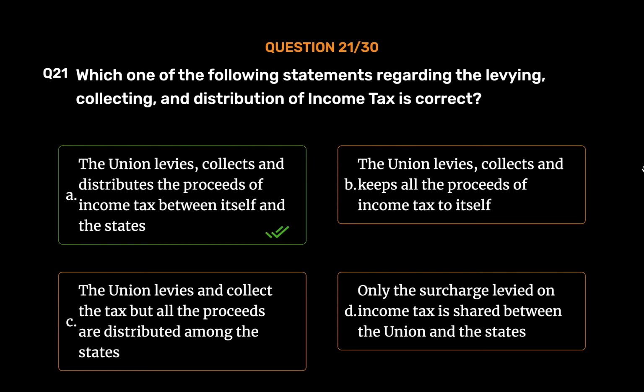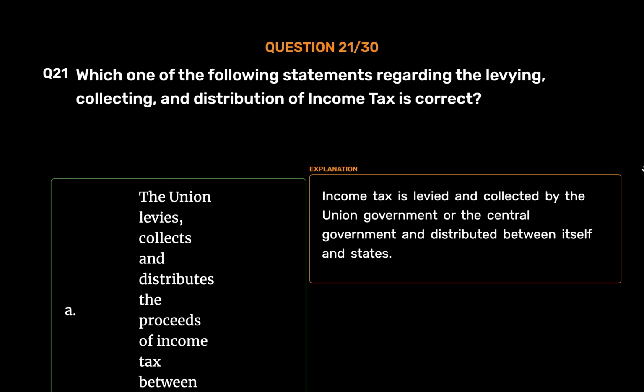The Union levies, collects and distributes the proceeds of income tax between itself and the states. Income tax is levied and collected by the Union government or the central government and distributed between itself and the states.